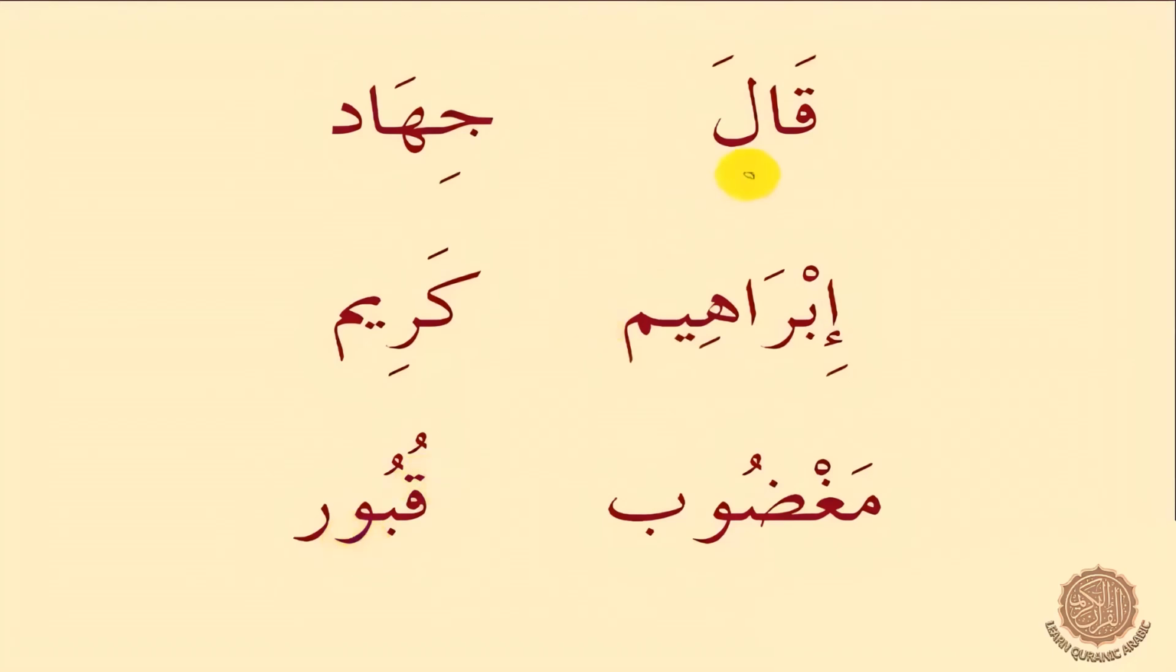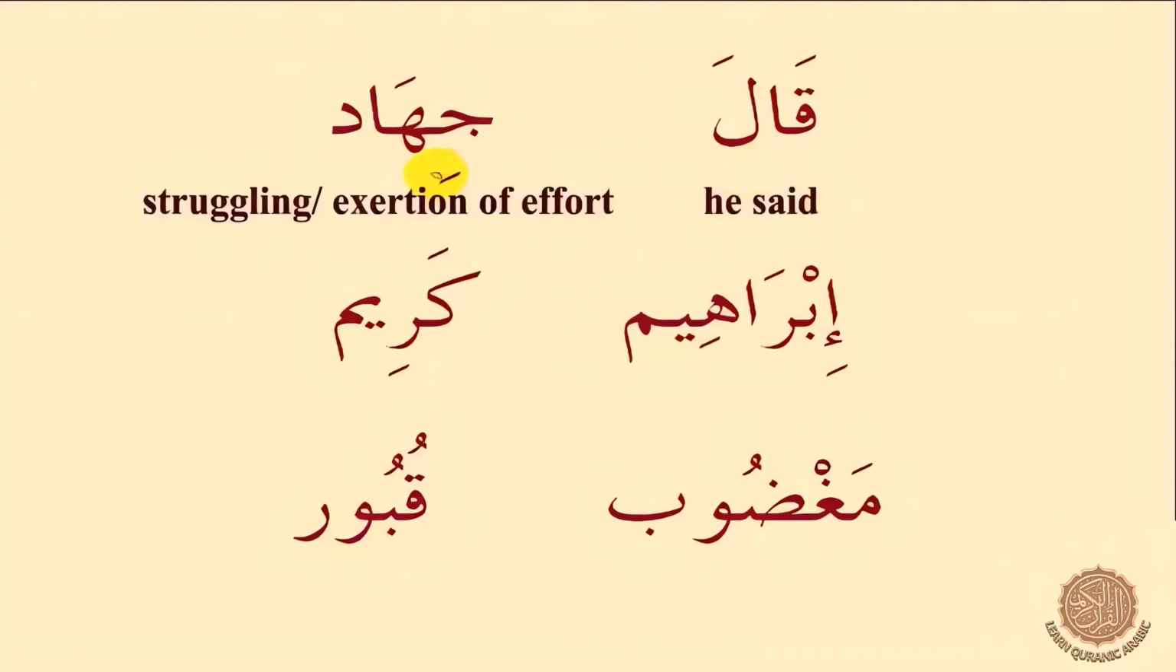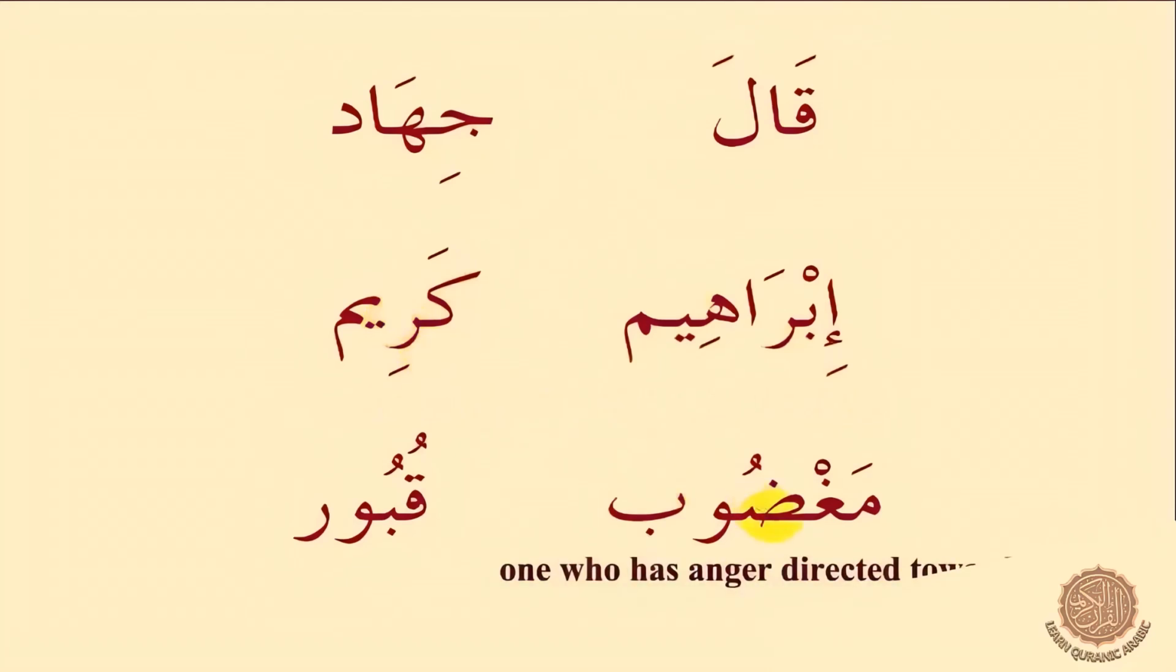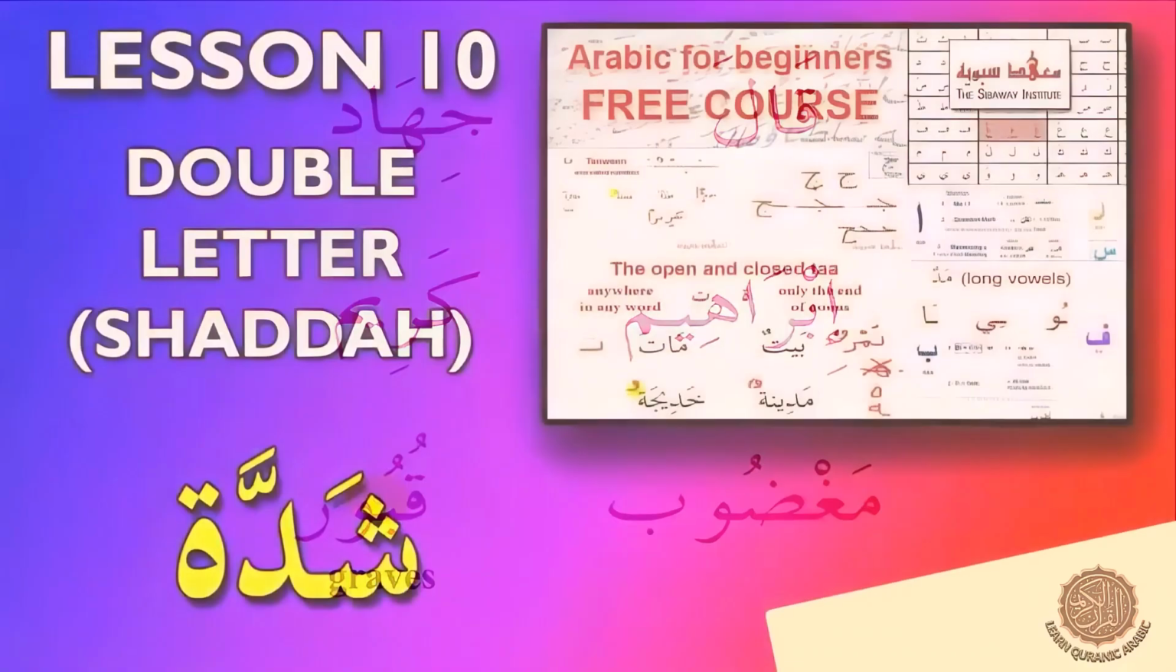So we have qala means he said. Jihad denotes the action of struggling and exerting effort. Ibrahim is the Arabic name for Prophet Abraham, peace be upon him. And as we said, Kareem means one who's generous. Maghdoob denotes somebody who is the object of anger, so one who anger is directed towards. And finally, we have the word qubur. Qubur is the plural of the word qabr, which means grave. So qubur means graves. Walhamdulillahi Rabbil Alameen.